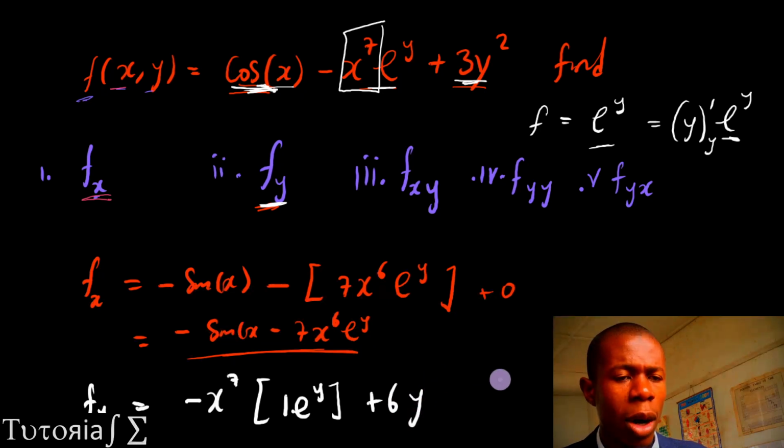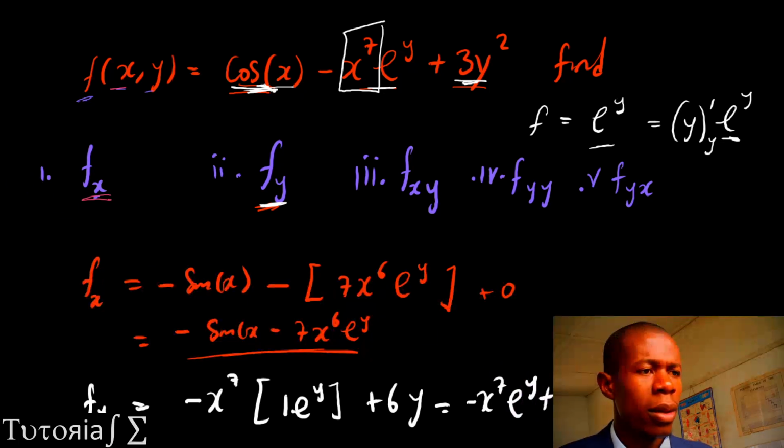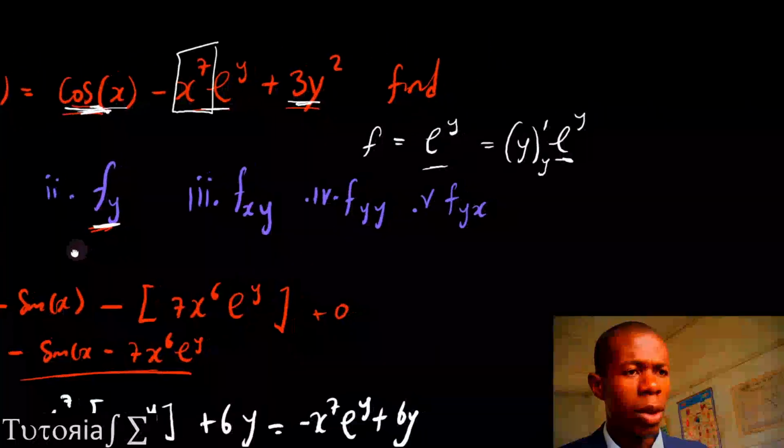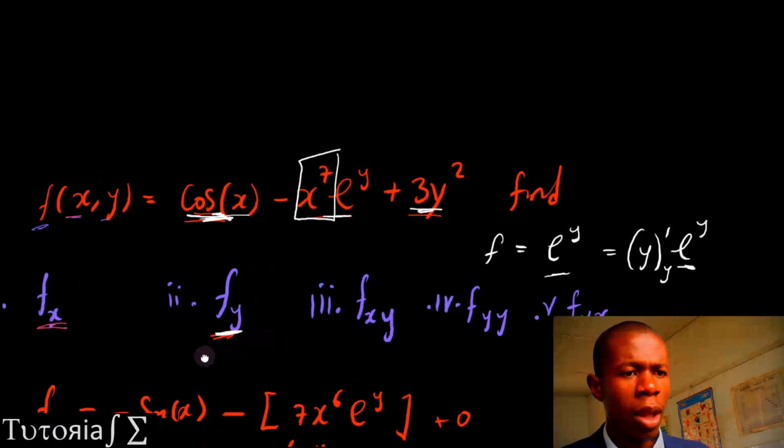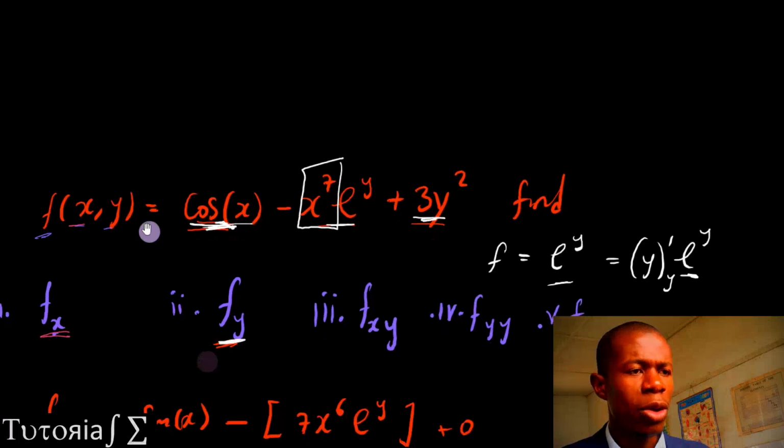6y to the power 1. So we drop the power, then we subtract 1 from the power, meaning the final answer will be negative x to the power 7 e to the y plus 6y. All right. So now I think I can do these on top.